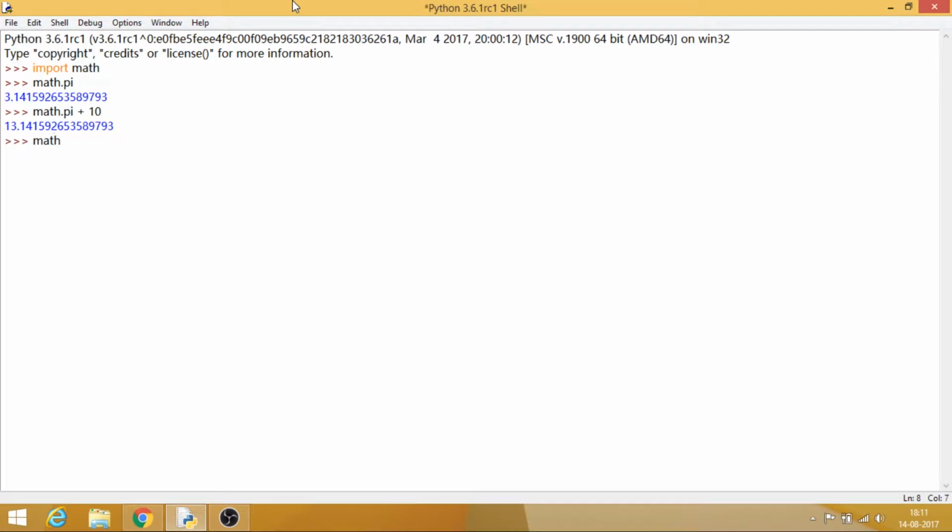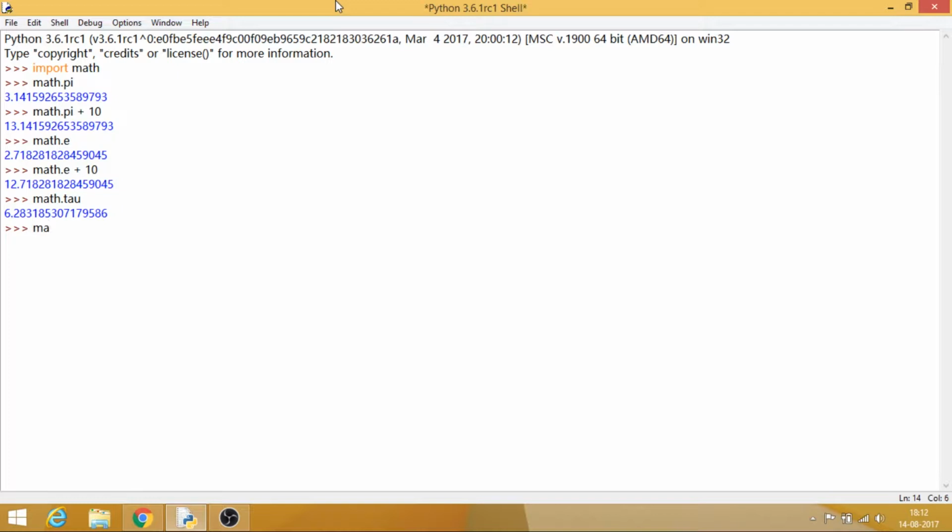Next we have the exponent, and the value is 2.71. In the same manner as the operation I performed over here, you can do it over here too. Yeah, this works. Next I would like to discuss is math.tau, and what this tau represents is 2 pi. Whatever the value of pi is, tau is 2 pi.